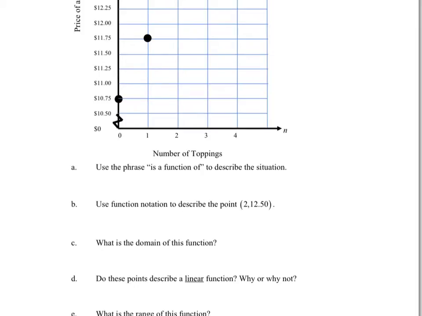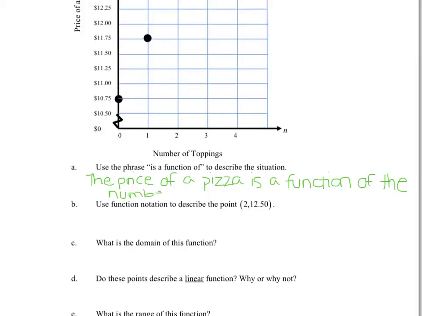So use the phrase "is a function of" to describe the situation. We're going to say the price of a pizza, that's your dependent variable. The price of a pizza is a function of, which is what they asked us to write, and then the independent variable, which is the number of toppings. So the price of a pizza is a function of the number of toppings.